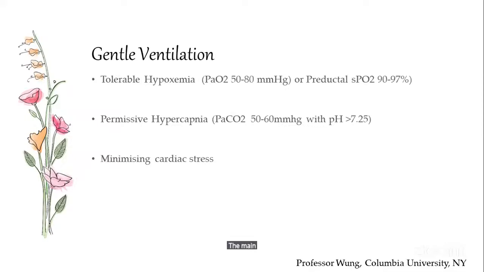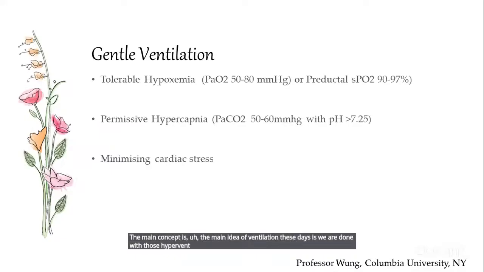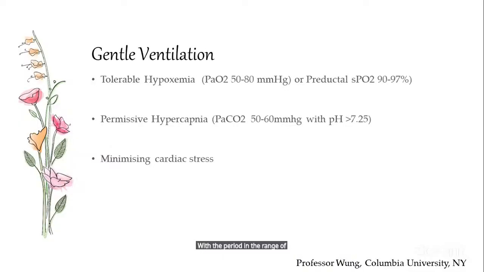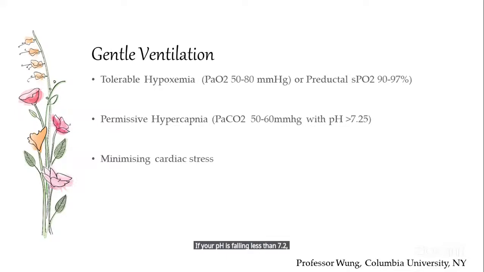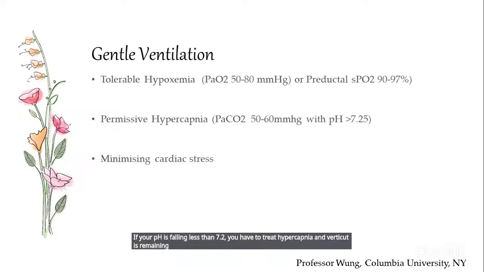The main idea of ventilation these days is we are done with hyperventilation and alkalosis and other things. What we follow these days is gentle ventilation, that is tolerable hypoxemia with a PaO2 in the range of 50 to 80 mmHg and pre-ductal saturation, as I said, 93 to 97%. We also allow permissive hypercapnia while maintaining our pH of more than 7.25. Very, very important: if your pH is falling less than 7.2, you have to treat hypercapnia, but if it is remaining above 7.25, we can continue this permissive hypercapnia and we avoid respiratory alkalosis.